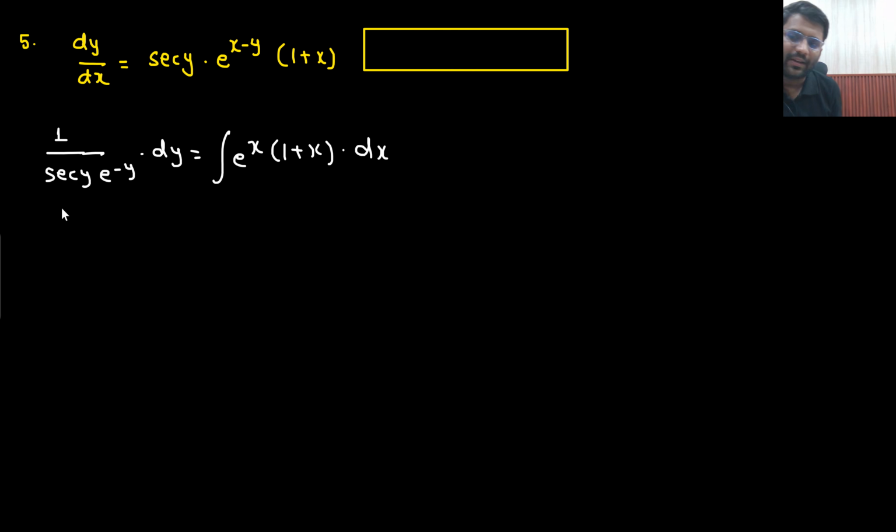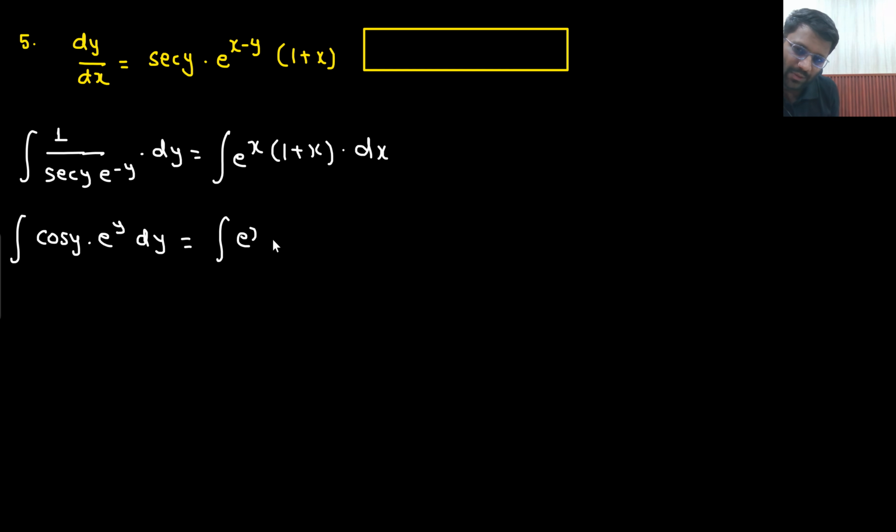What will I be getting here? 1 by sec y will be cos y. Cos y e to the power minus y will be e to the power y dy. Here also I will do integration only. Now e to the power x plus x e to the power x dx.